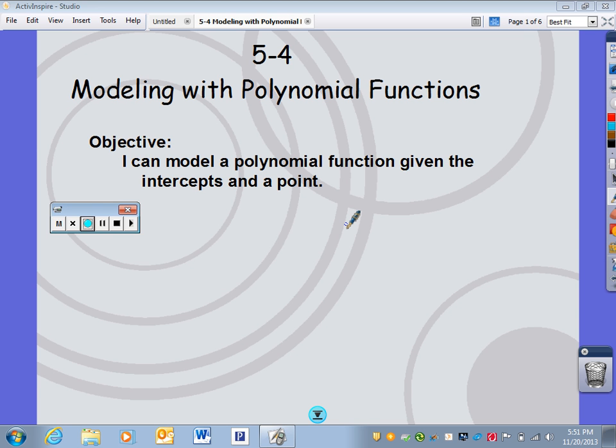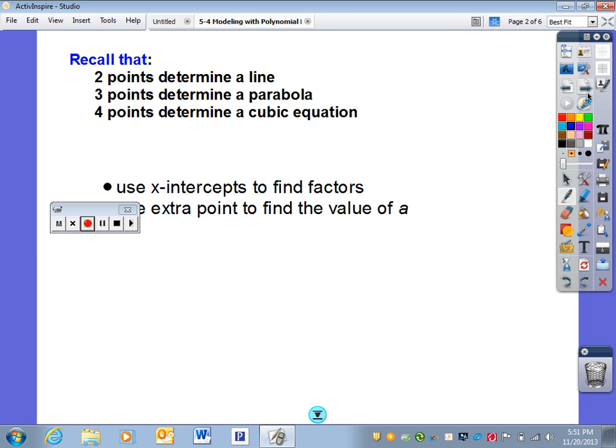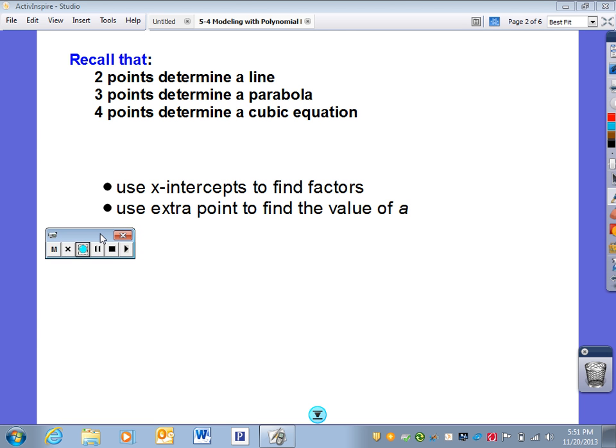In this lesson, we are going to be modeling with polynomial functions, which means we are going to take the intercepts and a point and write the equation of a polynomial function from a graph, and we will also spend time in class doing that with real-life situations. So please remember that 2 points would determine a line, 3 points determine a parabola, and 4 points would be used to write the equation of a cubic function.